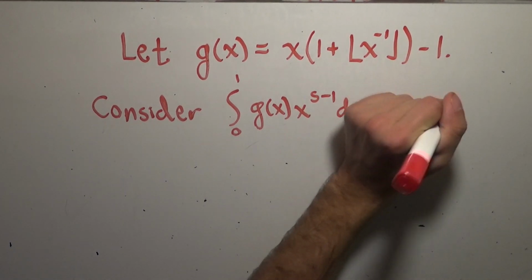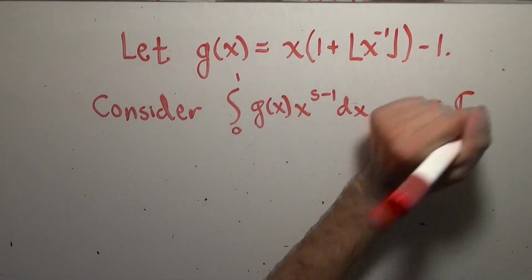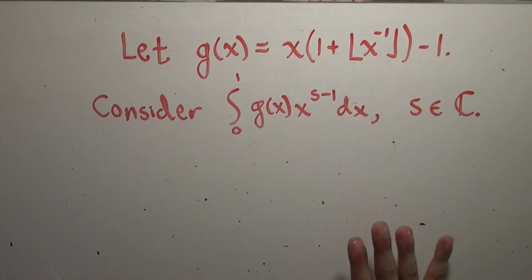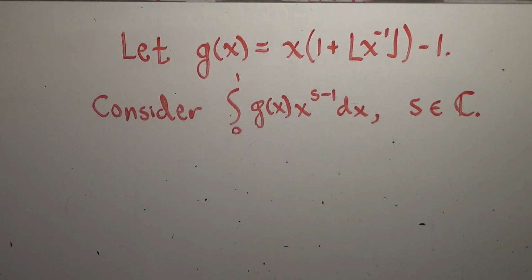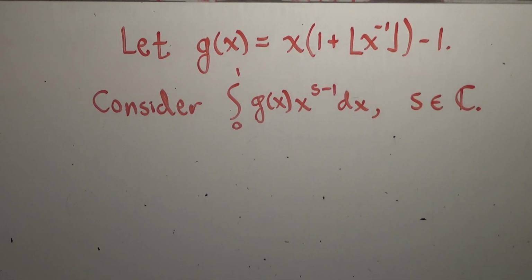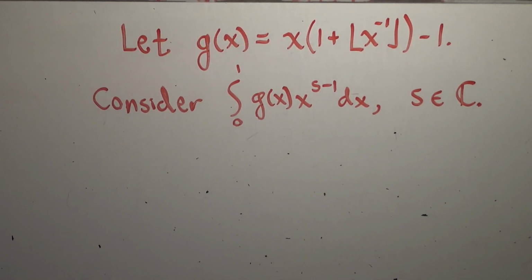where first of all, s is a member of the complex numbers. So this is not any complex number. We'll find out what complex numbers they actually have to be, given the result that we're going to get. But let's just take a look at what this is.